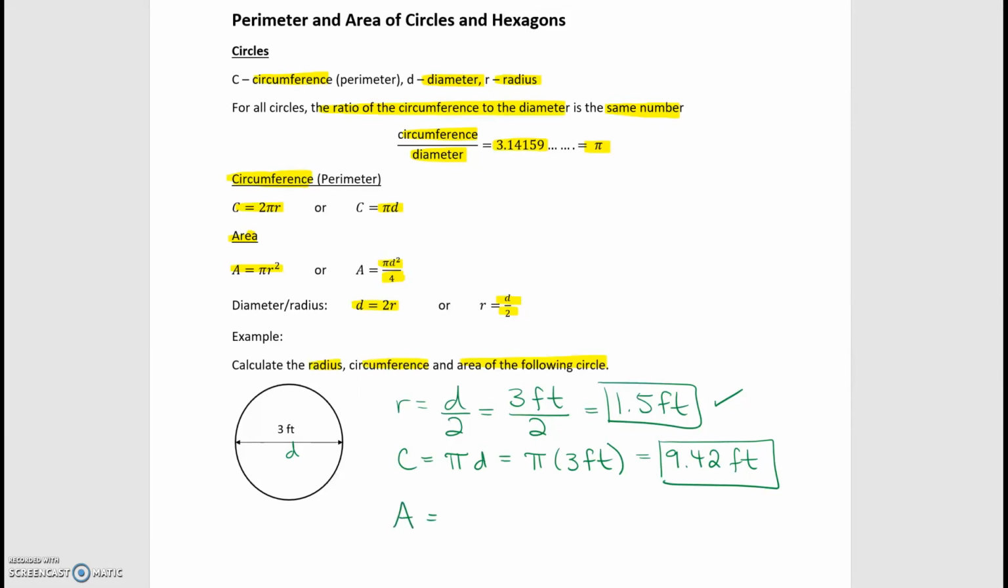And area is equal to, I'm going to go with pi r squared. Could have done pi d squared over 4, but this one is more commonly used or commonly known. So pi times 1.5 feet squared. Be careful of your units. It's area. So that squared applies to the 1.5 and the feet. So putting that into my calculator, I'm doing pi times 1.5 squared, and rounded to 2 decimal places gives me an answer of 0.07 feet squared.